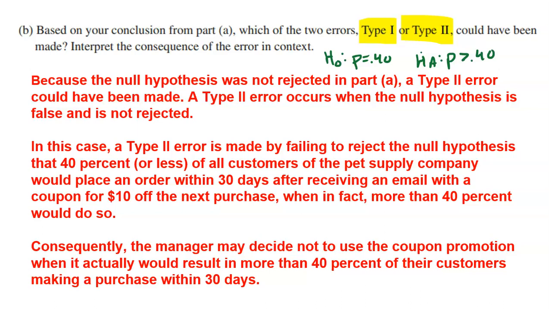Now, at the end of the day, there's no way of knowing if I made this error or not. That's not the point of the question. It's just the possibility. Anytime you make a conclusion, there's always a chance that you're wrong. We don't want to be wrong. We hope we're not wrong, but there's always the possibility of it.